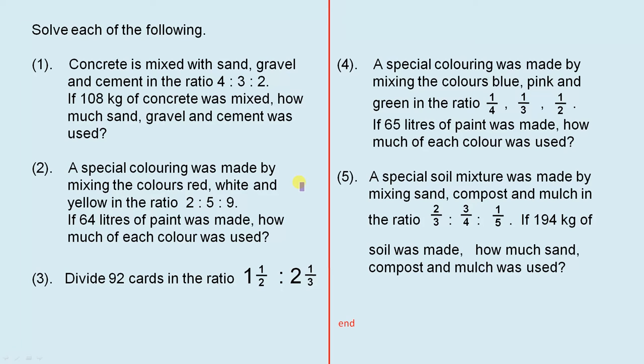Number 2, a special colouring was made by mixing the colours red, white and yellow in the ratio 2:5:9. If 64 litres of paint was made, how much of each colour was used? The same thing. We're dividing 64 litres into those three ratios. So that'll tell you what each part will be if you go through the process.